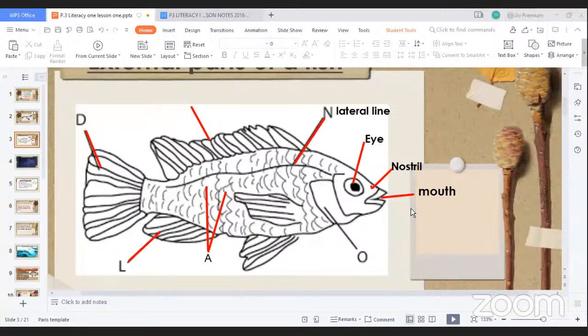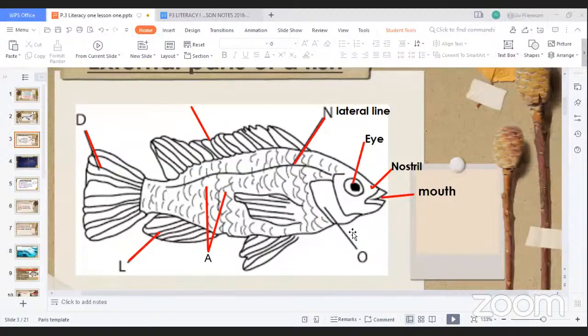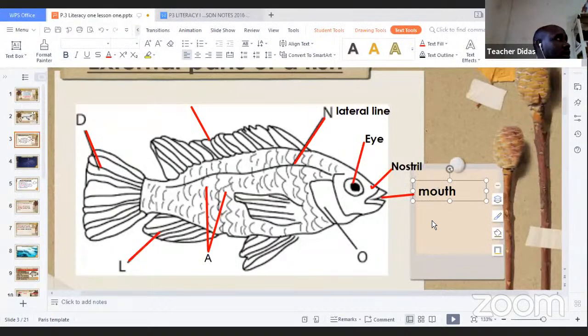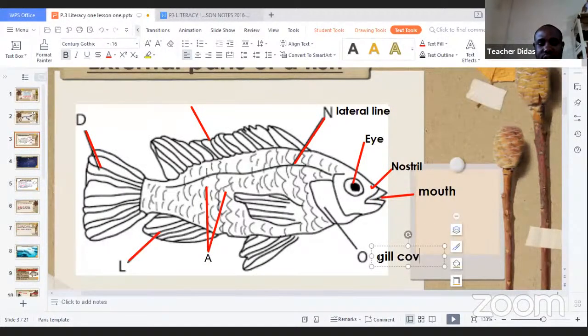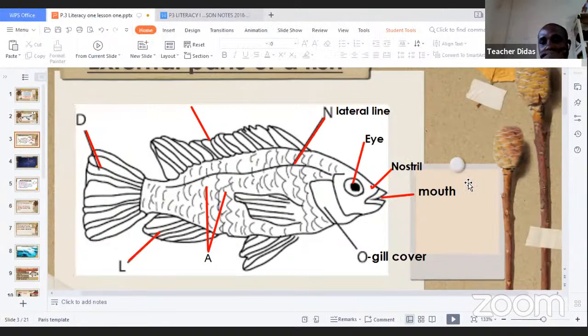Ethan. Yes, teacher. How are you? Fine. Okay, which part are you giving us here? It is the gill cover. Okay, it's the gill cover. That's from Ethan. Ethan is saying the answer is the gill cover. Thank you, Ethan, for your answer, and your answer is right. So part O is the gill cover. Thank you, Ethan.